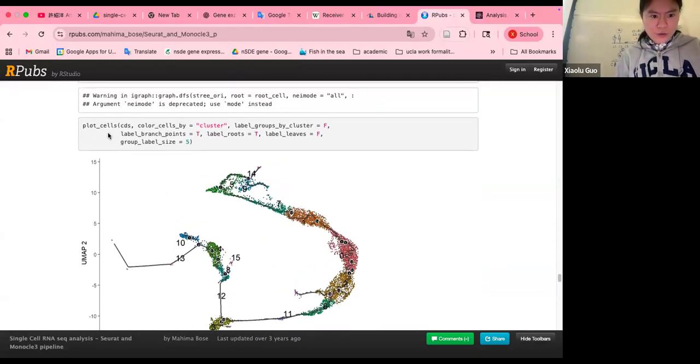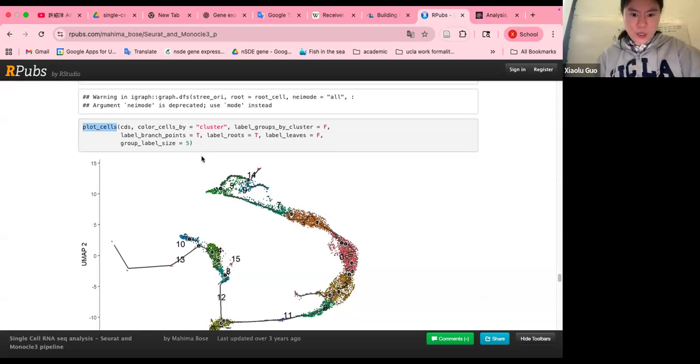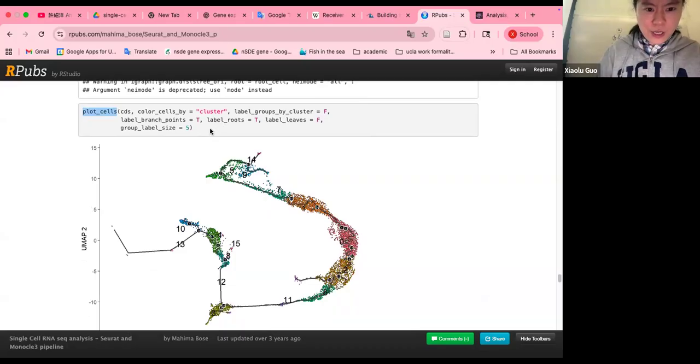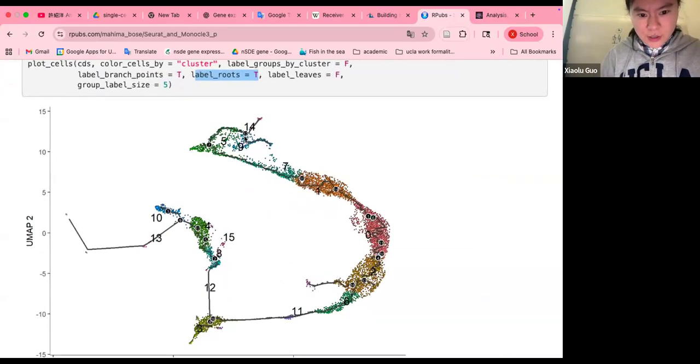Once you've done that, you can plot the nodes. Here it shows that we want to have a look at the branching points and the roots. This circle is a node that it identified, and it is either a root or a branching point.